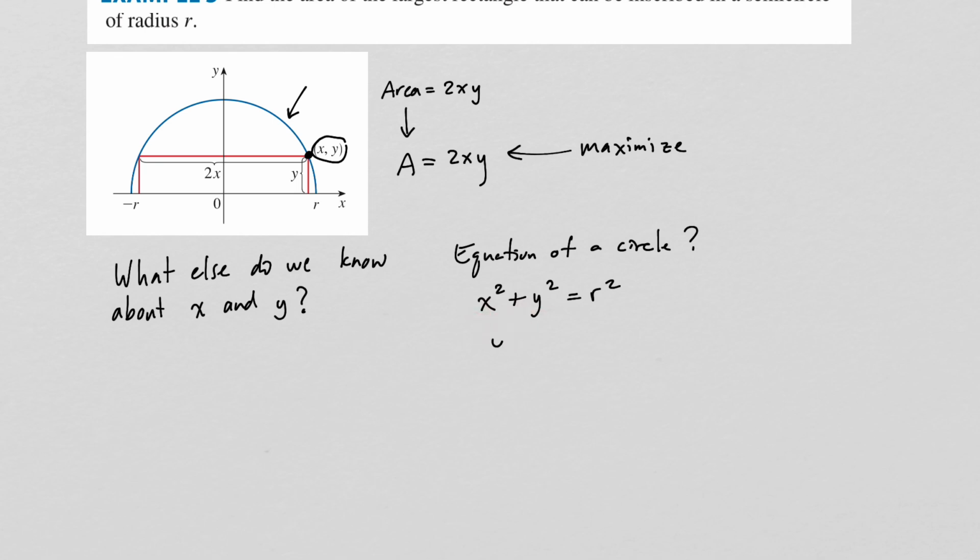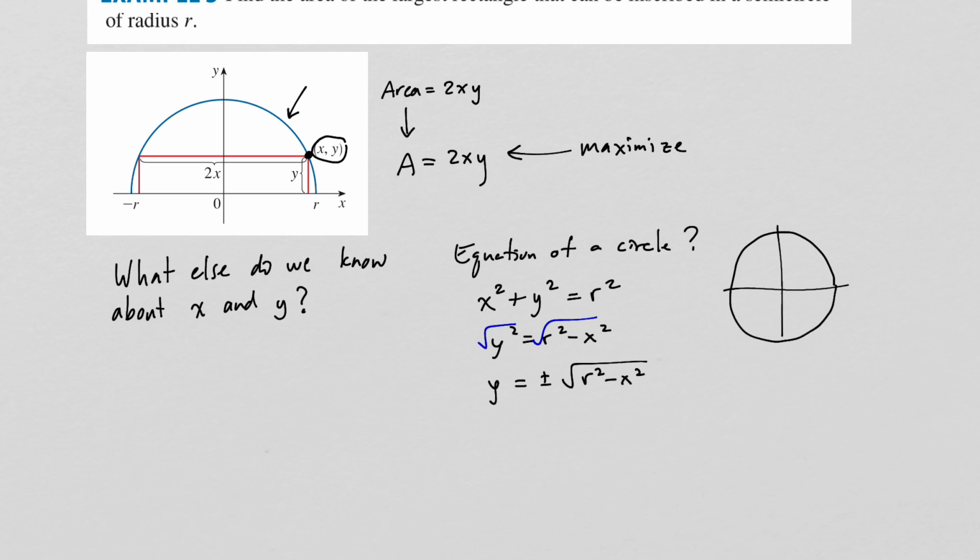Now, if you solve for y, you will get y squared equals r squared minus x squared. And then if you take the square root of both sides, you get y is equal to plus or minus the square root of r squared minus x squared. Now, why plus or minus? Well, because when you graph a circle, you get the whole thing. And so this is the equation of the whole circle. So the positive represents the top half of the circle, and the negative represents the bottom half of the circle.